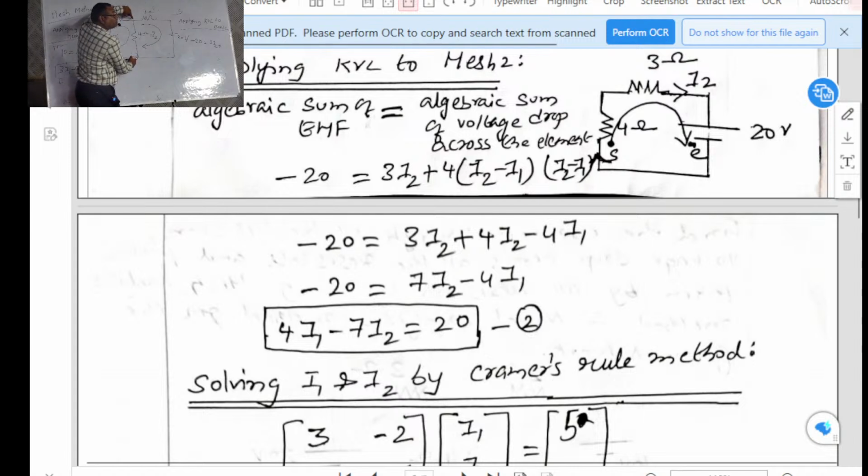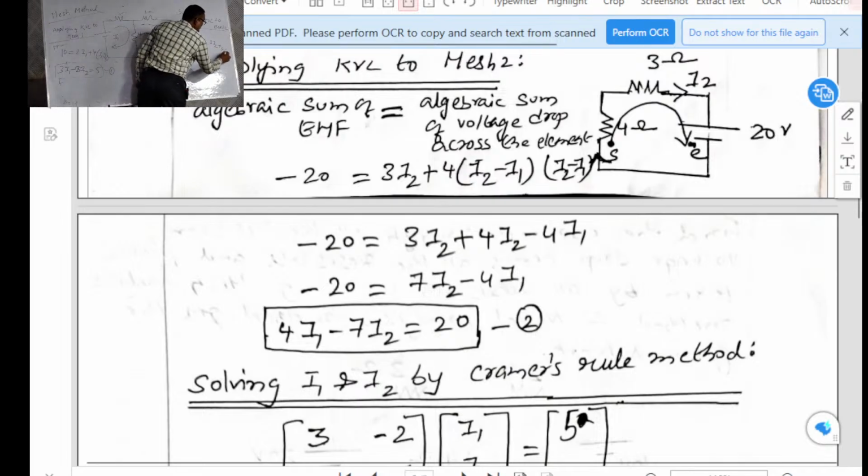Who is in charge now? Mesh 2 is the in charge. Both are clockwise, minus I2 minus I1. What is current in 4 ohms? I2 minus I1, because we are talking about mesh 2. I2 is the in charge now. Why minus? Both are clockwise. Now tell me, 4 into I2 minus I1.